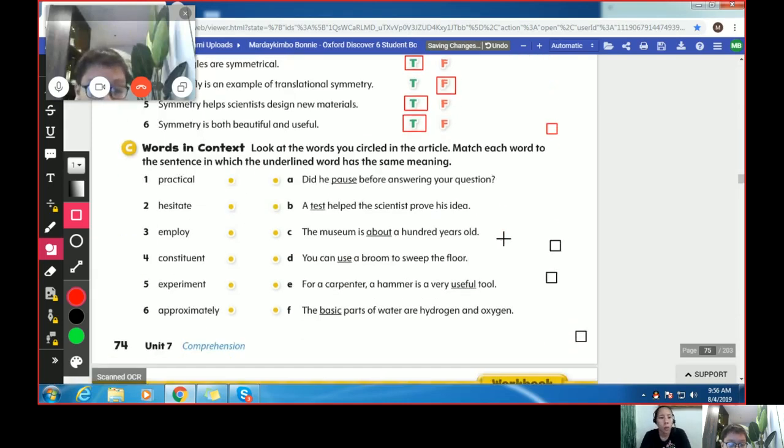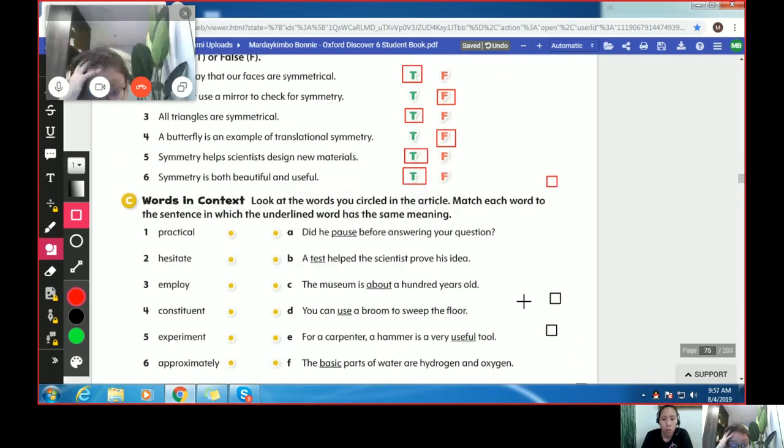Good job. So, words in context. Look at the words you circled in the article. Match each word to the sentence. So we are going to play a matching game. Before you answer that, Peter, I'd like you to read sentences A up until letter F.